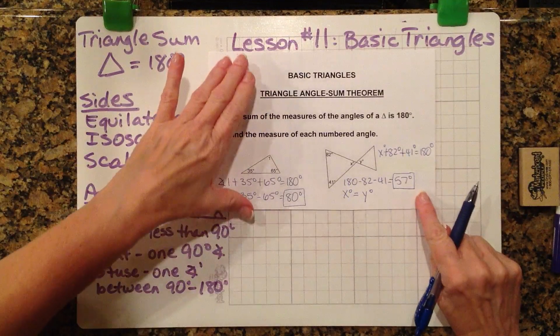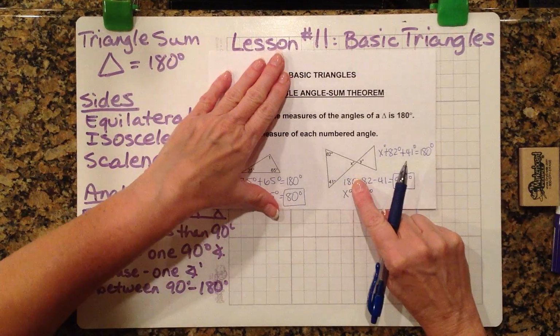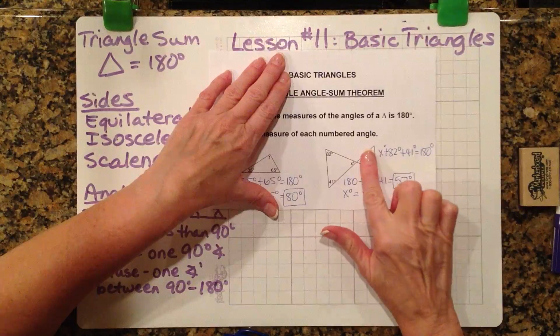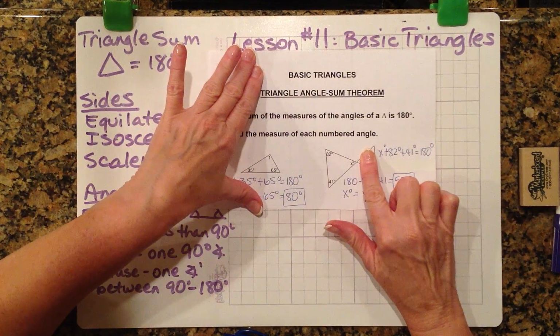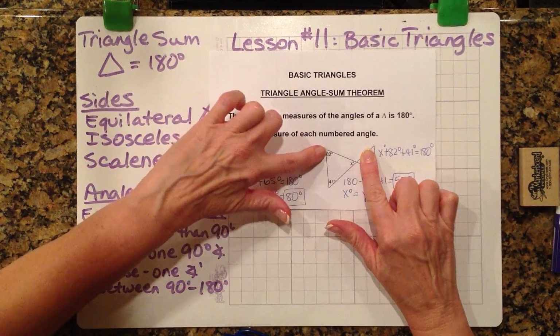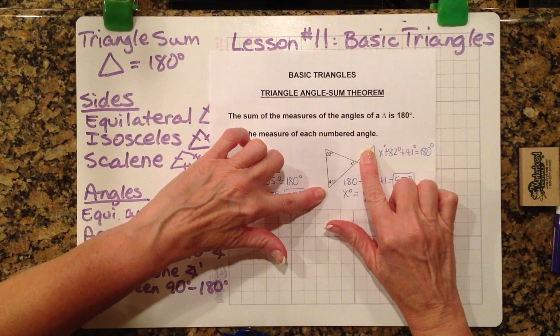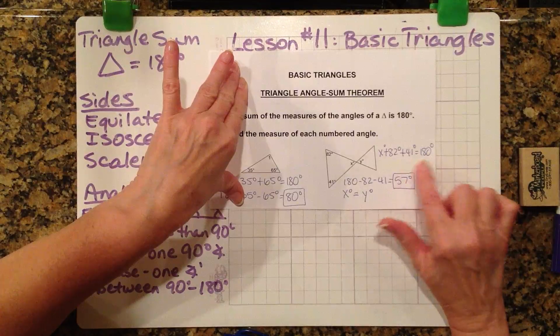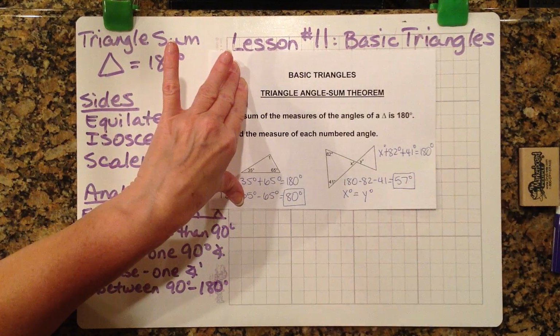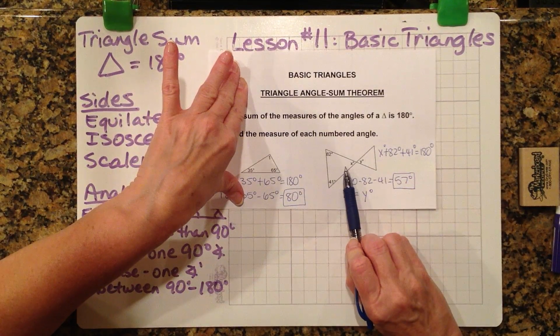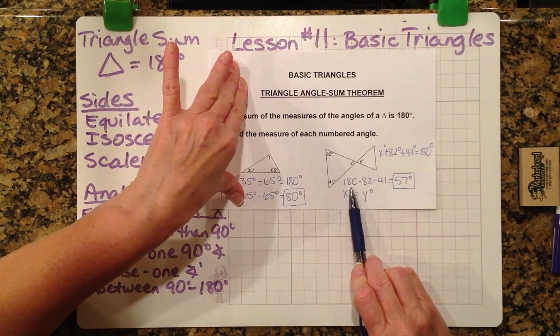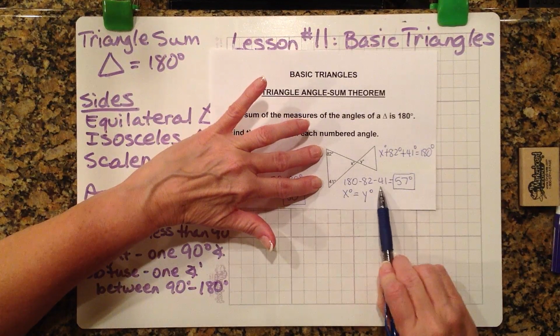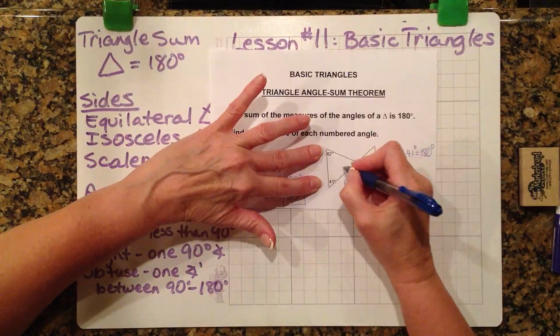All right, let's look at this example right over here. I've got this big triangle right here on the left, and two of its angles are 82 and 41. All right, so x plus 82 plus 41 is 180. I need to find out the measure of angle x. So take your 180, subtract the 82 and the 41, and you end up with 57 degrees.